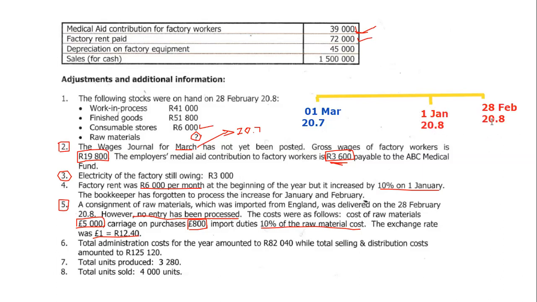That rent was not received, but they told you that rent was 6,000 per month, but only the increase was not recorded. Did you note that? Yes. The bookkeeper only forgot to record the increase. Those 6,000 rent was recorded every month, but the increase was not recorded. How much will the increase be?